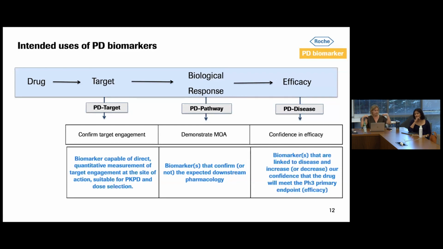And just one point to add with target engagement is it's absolutely essential to know if your drug is hitting target, and it works for both large molecules and small molecules. So an example of a small molecule is if you're developing an AKT inhibitor, for example, the reduction in phospho-AKT in peripheral blood could be a measure of target engagement.